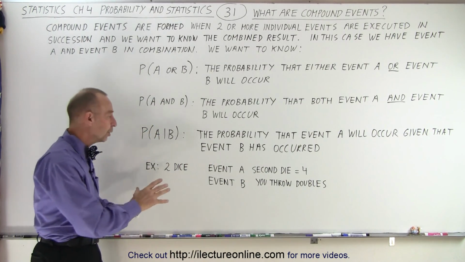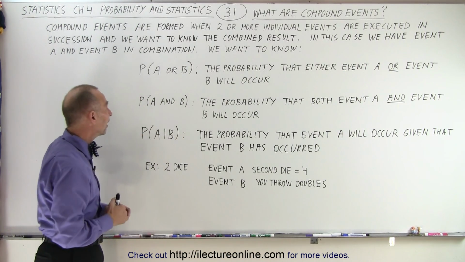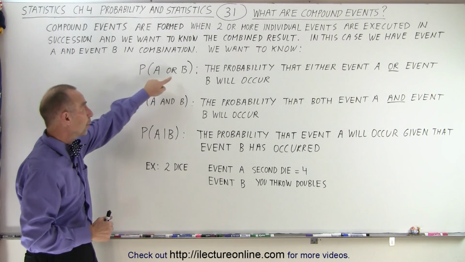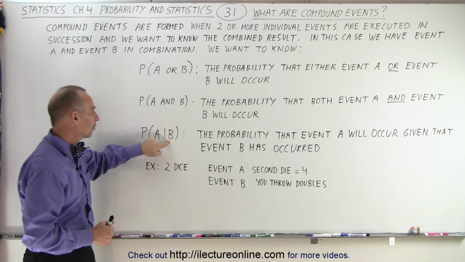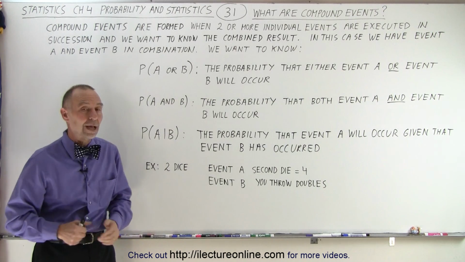And so that's how you want to look at these three examples of how you can have compound events. In this case, we work with two events. It's A or B, A and B, and the probability that A will occur, considering that B has already occurred. And that is how we deal with compound events.